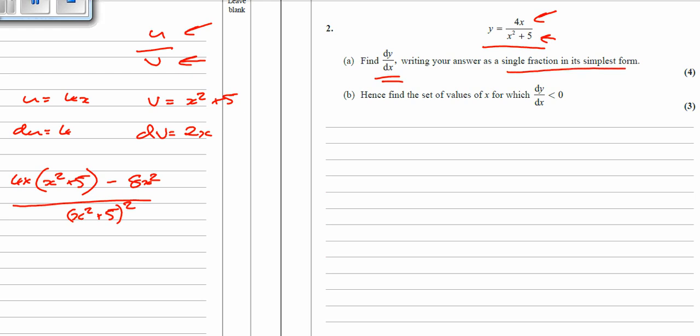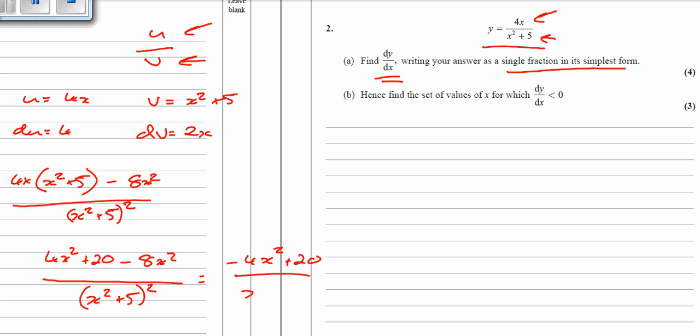So then what we do is we multiply this out. That's going to be 4x squared plus 20 minus 8x squared all over x squared plus 5 squared. So it's going to be minus 4x squared plus 20 over x squared plus 5 squared.